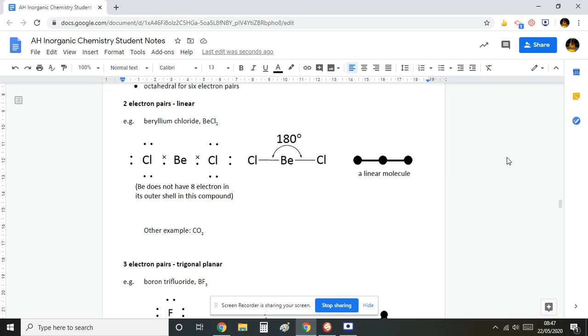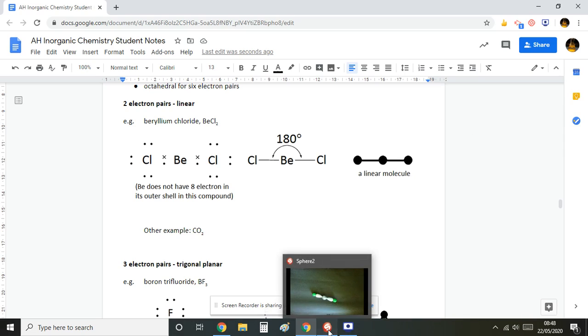So the first one we're going to look at is beryllium chloride. Beryllium is in group 2, so it has 2 outer electrons. There are 2 chlorines joined to it, so our total number of electrons is 4, divided by 2 gives us 2 electron pairs. If you have 2 electron pairs, the furthest away those electron pairs can be is by being linear, by having a 180-degree angle in between them. So this becomes a linear molecule.